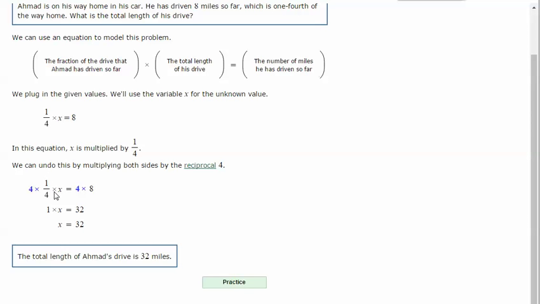And then to get x by itself, we can multiply by the reciprocal of 1/4, which is 4. And so 4 times 1/4 is 1x, or just x, on the left. And then on the right, 8 times 4 is 32. And so the total length of Ahmad's drive is 32 miles. Let's try another one.